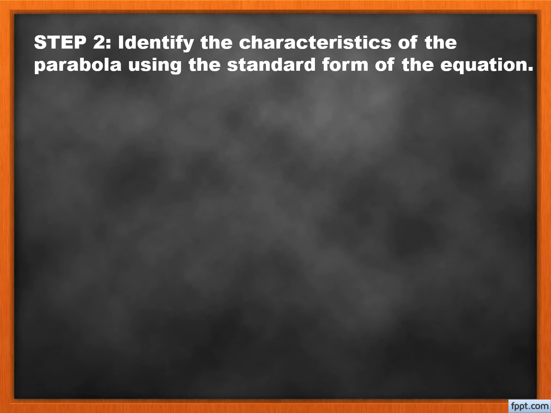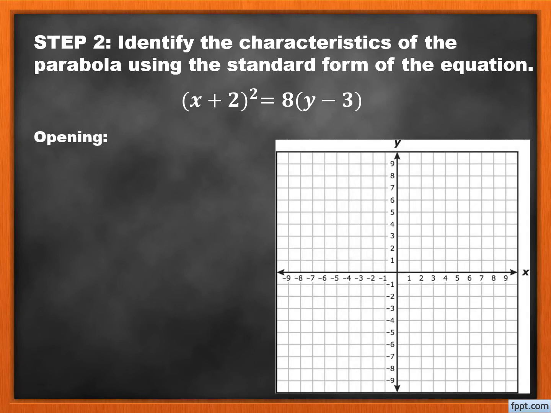For step number 2, we're going to identify the characteristics of the parabola using the standard form of the equation. Using our answer in step 1, which is the square of (x plus 2) equals 8 times (y minus 3), let us have first the opening. Using the term outside (y minus 3), which is positive 8, we're going to get the sign of this term. If it is positive, then it opens upward. If it is negative, then it opens downward. And since it is positive, our parabola opens upward.